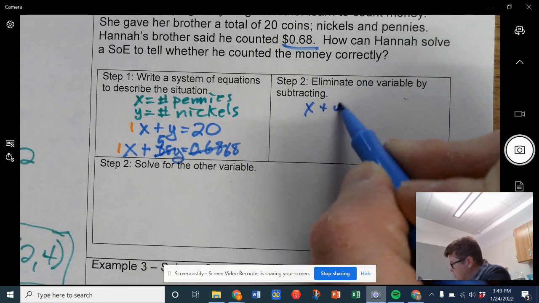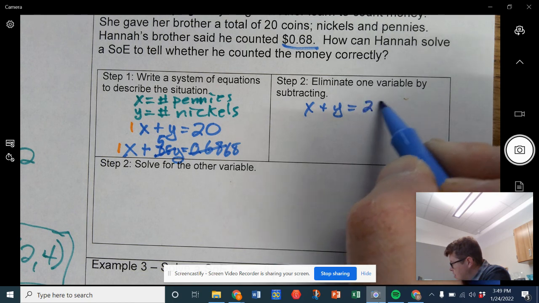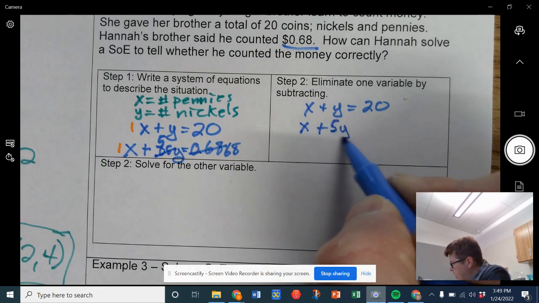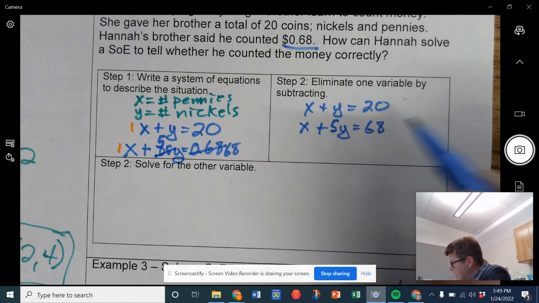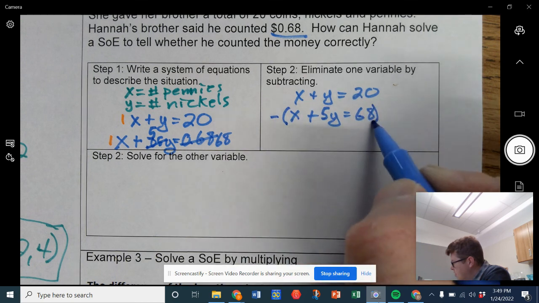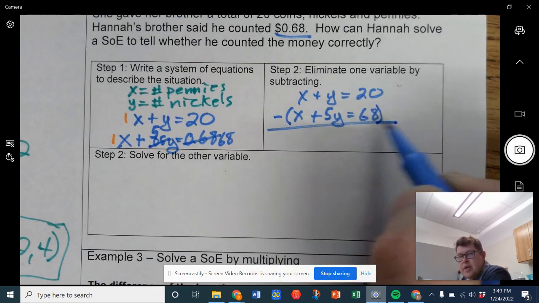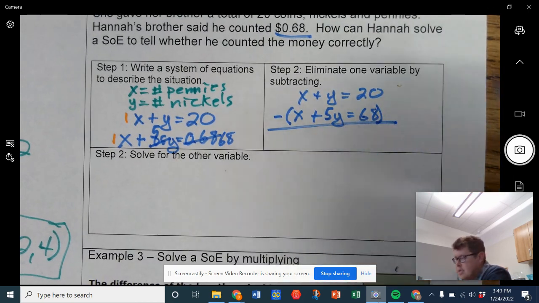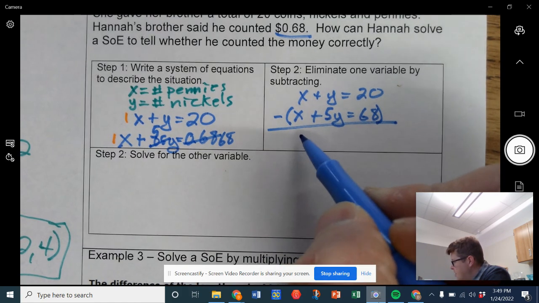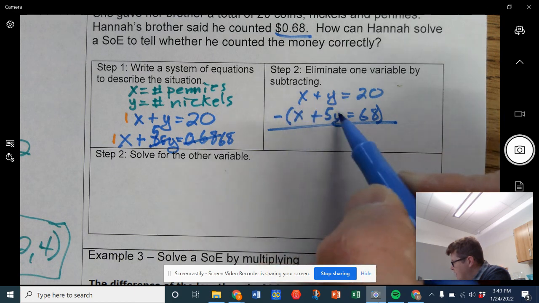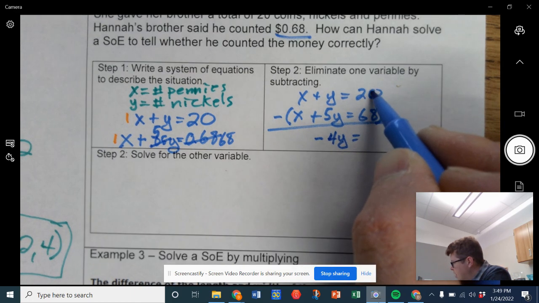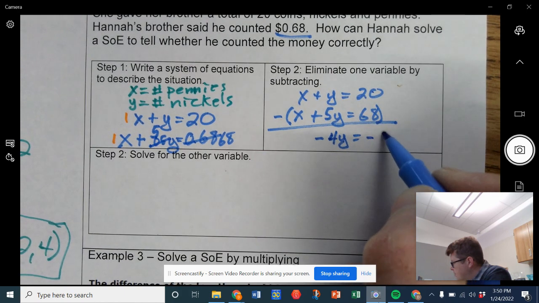So we've got x plus y is 20. Okay, and then we've got x plus 5y equals 68 cents. Okay, so now we'll subtract. And that's what's a little different, you're going to have to put these parentheses in here to make sure you're applying it right. x minus x is 0, so we don't even need to write that. y minus 5y is negative 4y. Okay, and then 20 minus 68 is negative 48.